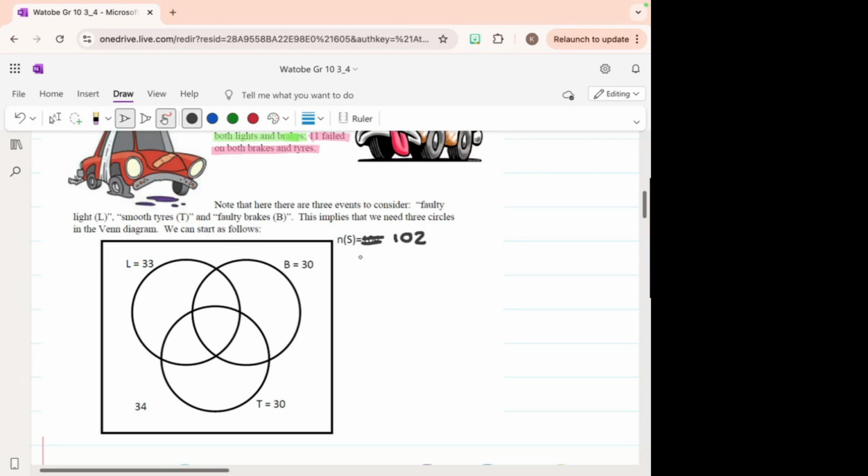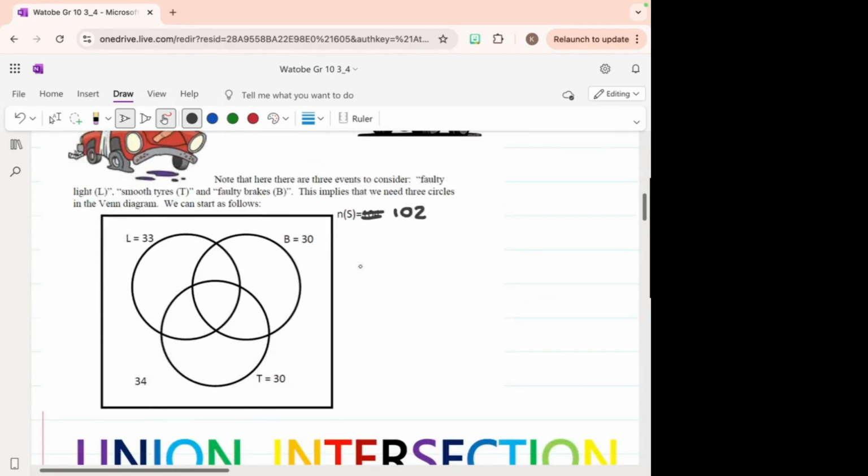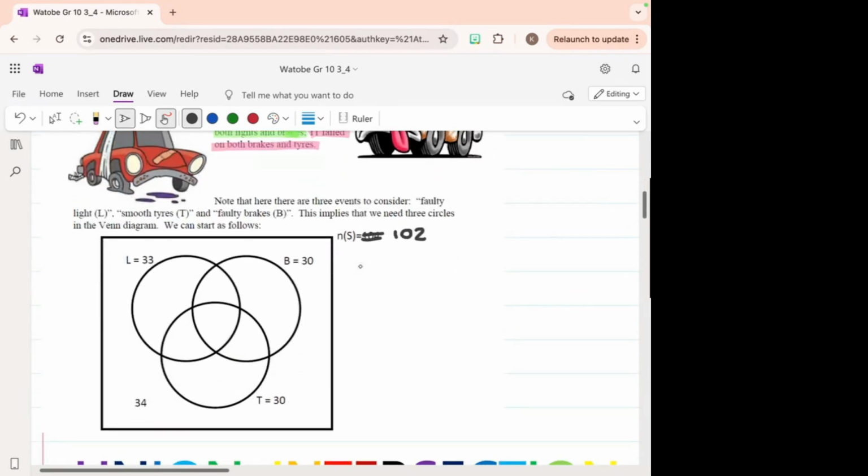Then we know that 34 cars passed. So of the 3 different events, the 3 different ways that you could fail this test, or get stopped, or whatever it is, there's 34 cars that didn't get stopped. So 34 is going to appear where? 34 is going to appear out here, hey? So here's 34. Teacher Coco has put it there for you guys. 34.